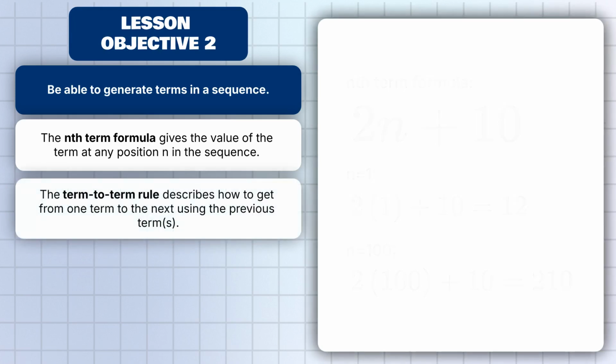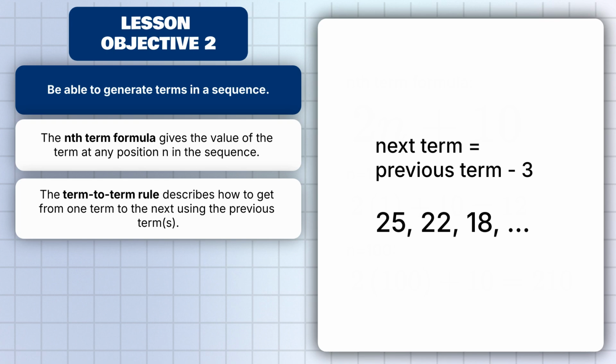The term-to-term rule describes how to get from one term to the next using the previous terms. For example, suppose we are told that the term-to-term rule is previous term minus 3. If we are given the sequence 25, 22, 18, we can find the next term by doing 18 minus 3, which equals 15.